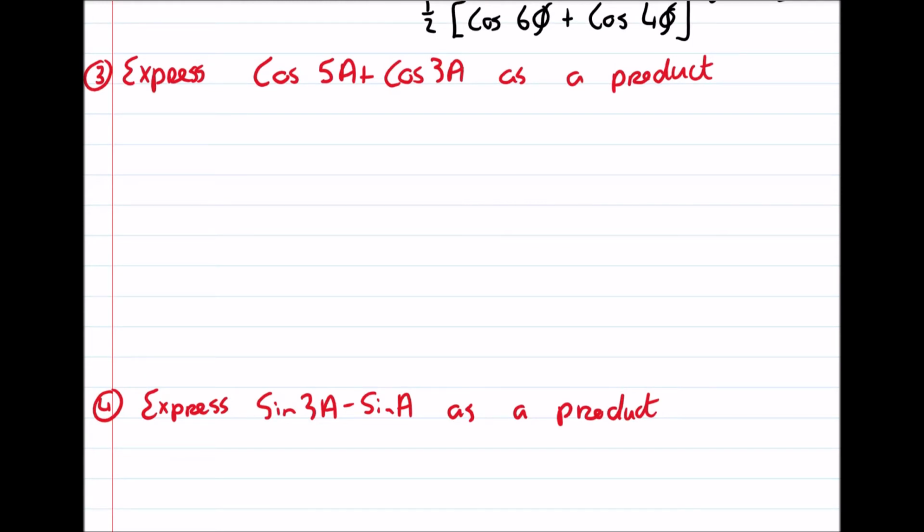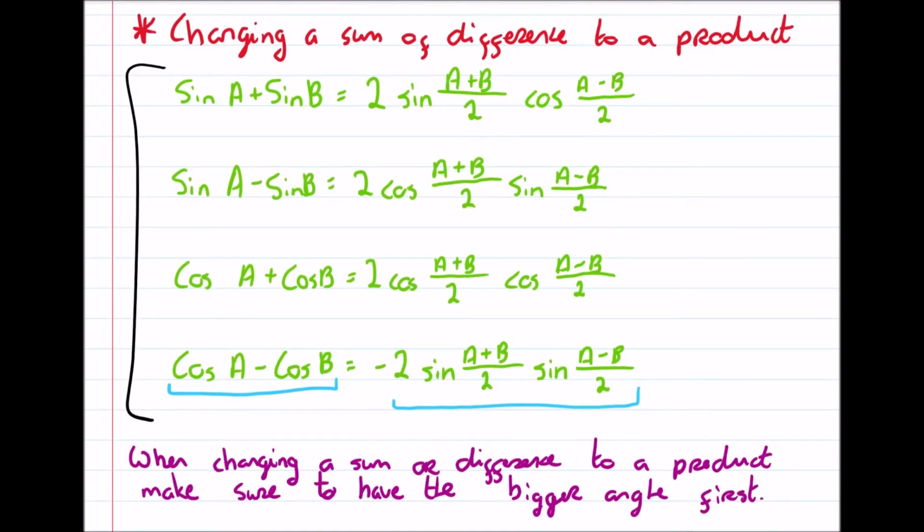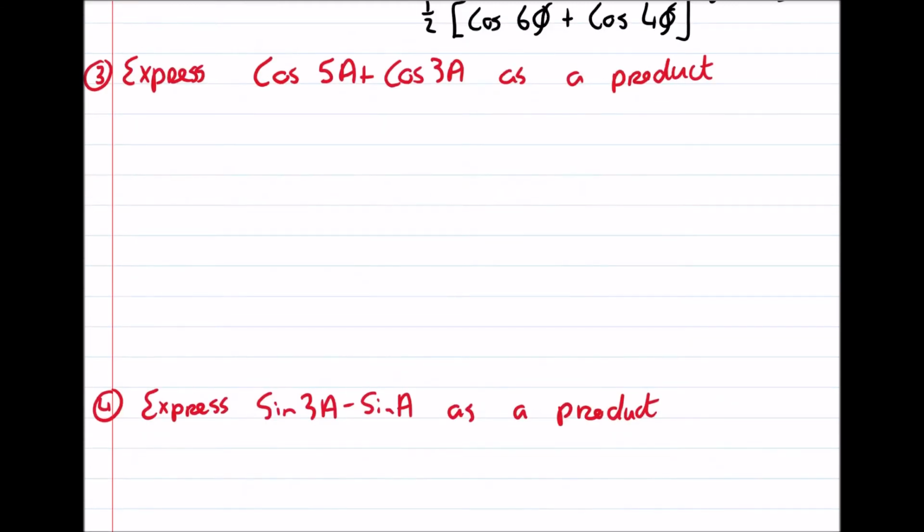Next question. Express cos 5a plus cos 3a as a product. So now we're doing the vice versa. We're looking at doing this. Right. So it's a cos plus a cos type of question. So the formula we'll be using is cos A plus cos B equals 2 cos A plus B over 2 cos A minus B over 2. So that's what we'll be using.